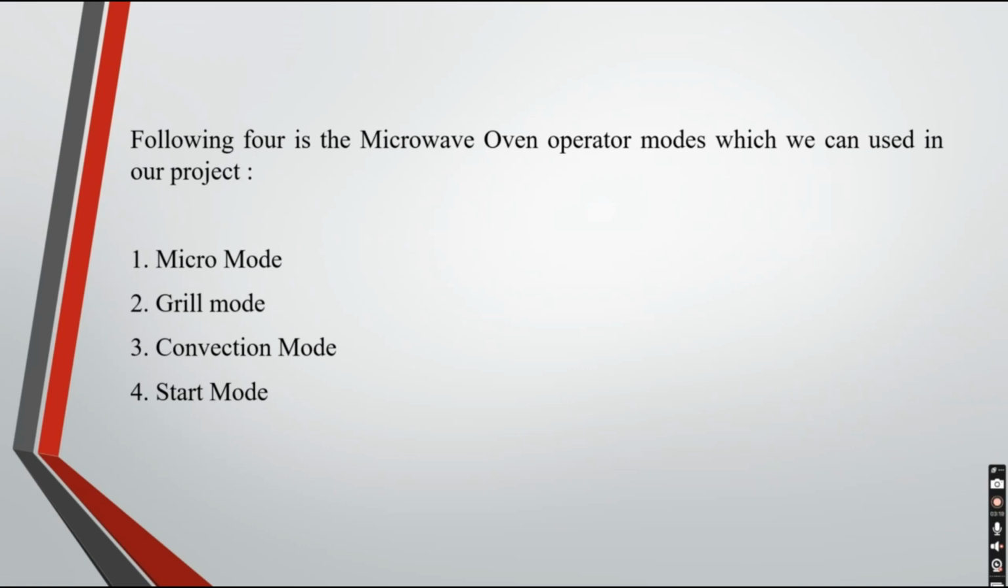The third one is convection mode. Convection mode is a mode in which the embedded system uses a fan to circulate hot air around the food. Convection mode is often used to cook food evenly and quickly. Convection mode is often used to bake cakes, cookies, and other baked goods.